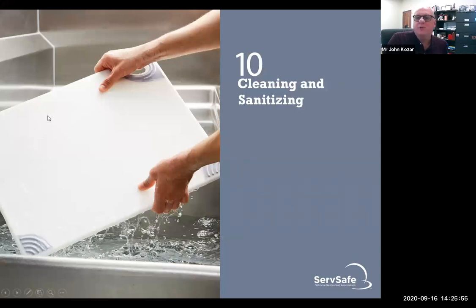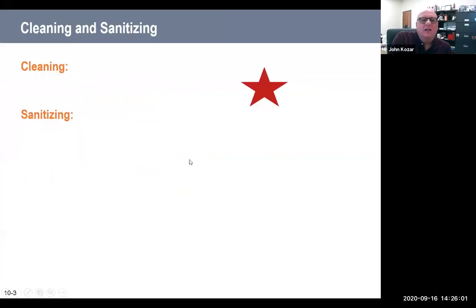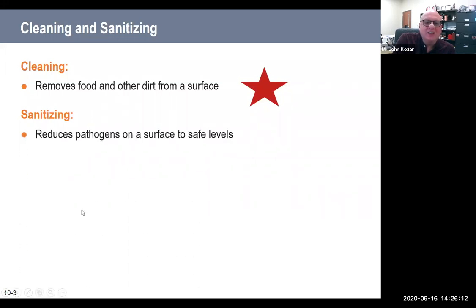Okay, so chapter 10, we're talking about cleaning and sanitizing. So we'll start off with the definitions. The definition of cleaning is to remove dirt and food from a surface. Sanitizing is reducing pathogens on a surface to safe levels. It's important to realize we're not getting rid of all of the pathogens, but we're reducing them.